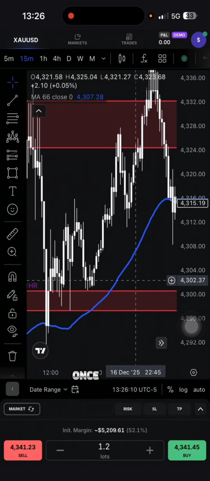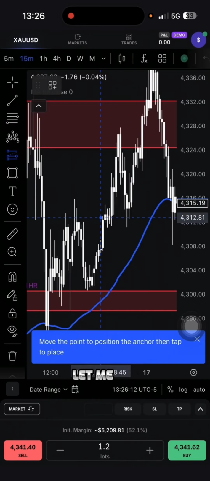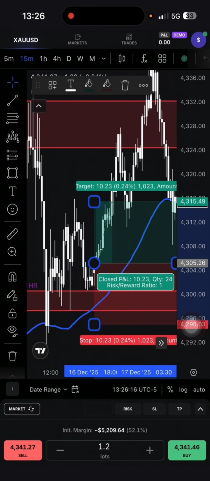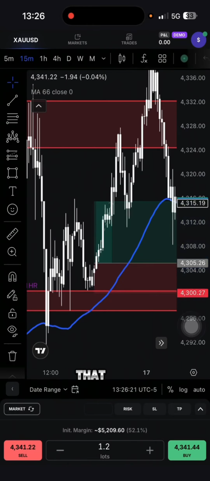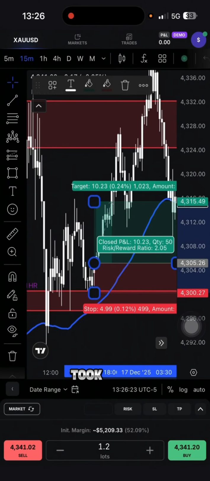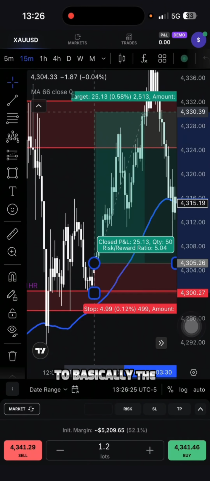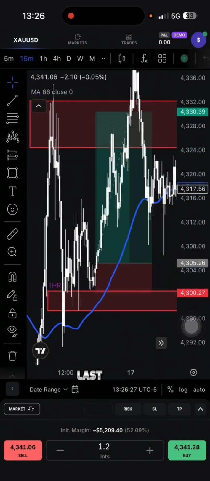So once I saw that, let me get this out. Got in like around this area. My stop loss would have been right here under that low. And then I took it all the way up to basically the last high.